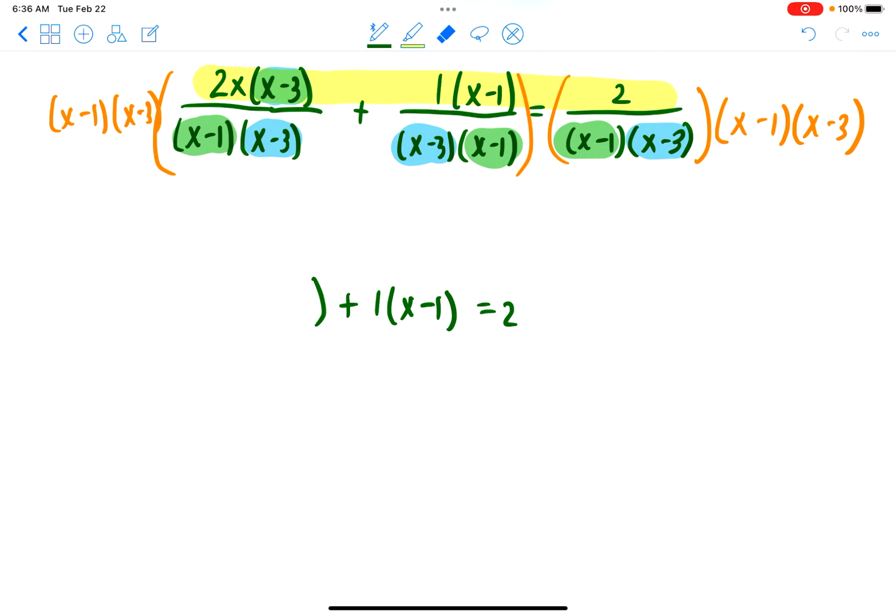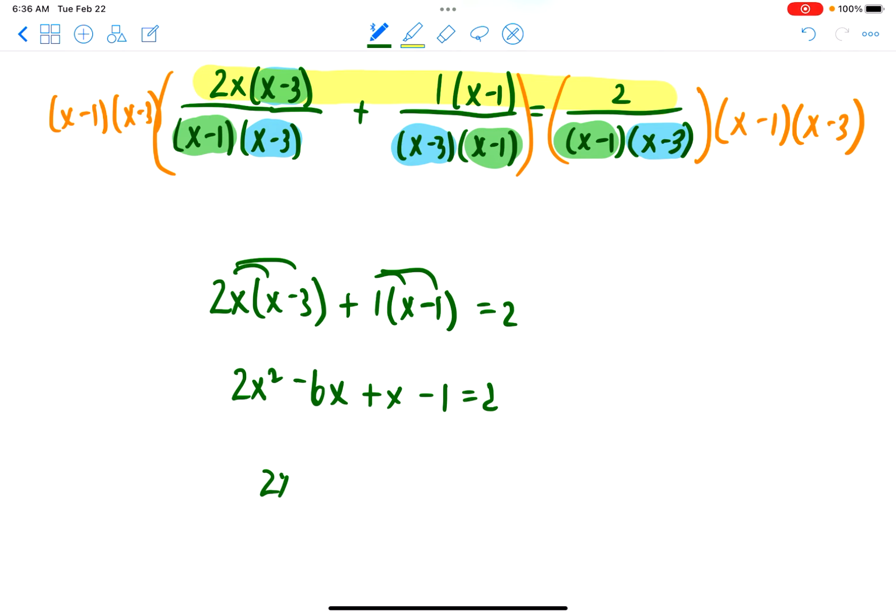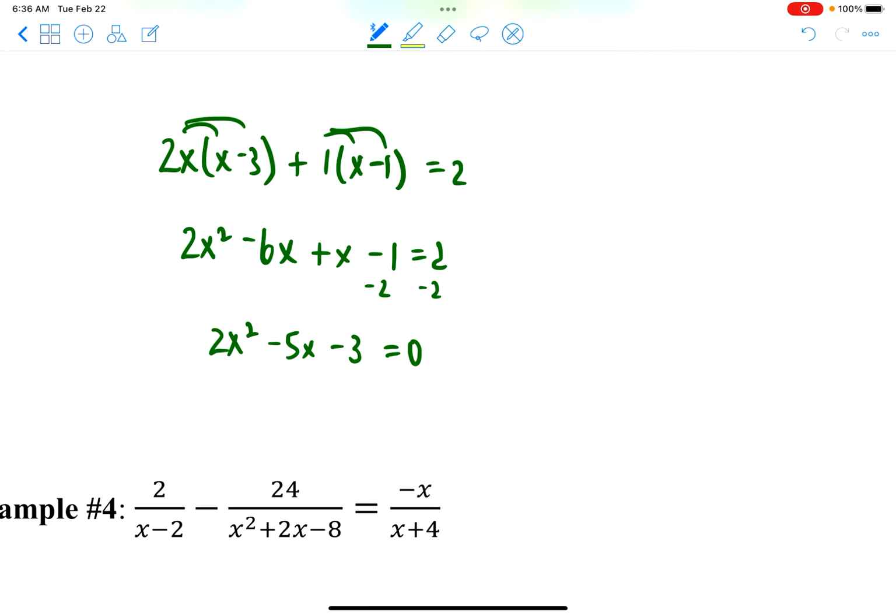Let's distribute here. Not erase, distribute. So that's going to be 2x squared minus 6x plus x minus 1 is equal to 2. So we got 2x squared minus 5x, and then let's subtract 2 from both sides here. So minus 3 is equal to 0. And then this should factor. I only know because I made the problem. I made sure it factored nicely.